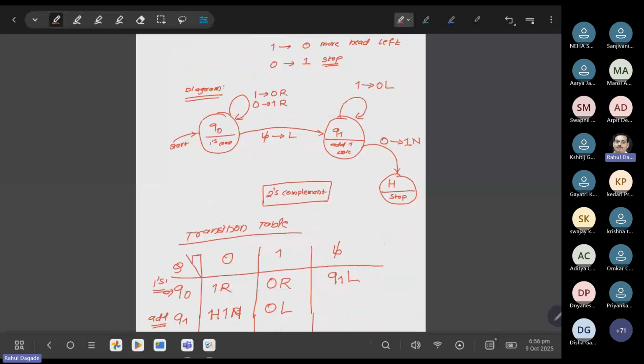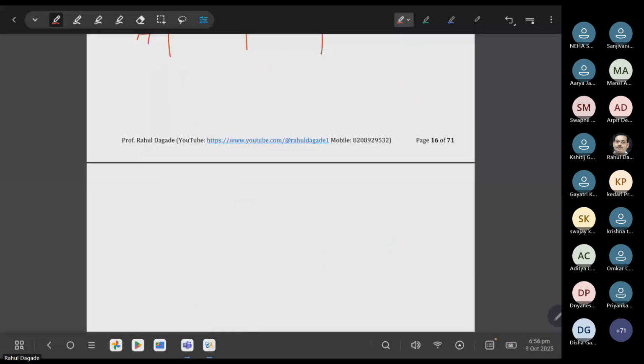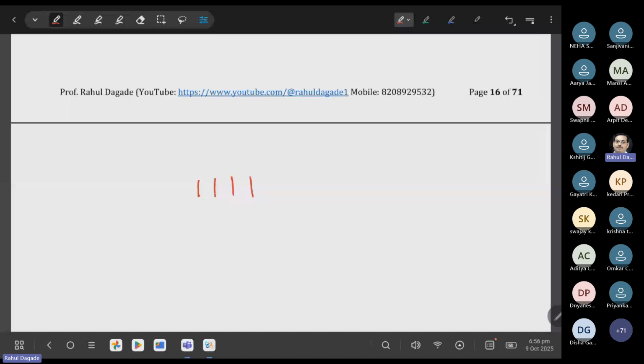Let me explain with an example. Let us have an input of all zeros, say 0 0 0 0. So what will be its one's complement? The one's complement will be 1 1 1 1, with a blank on either side.